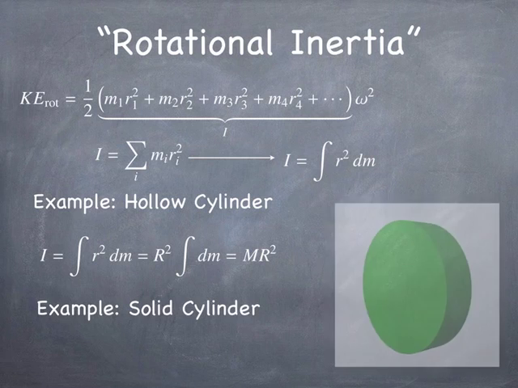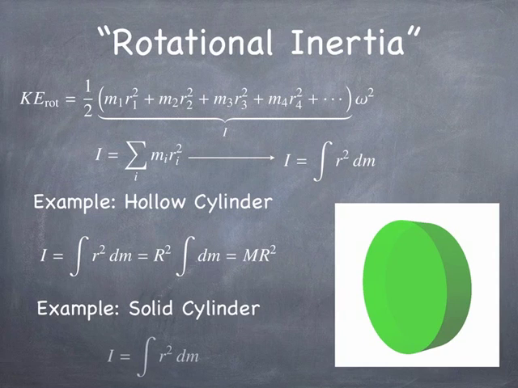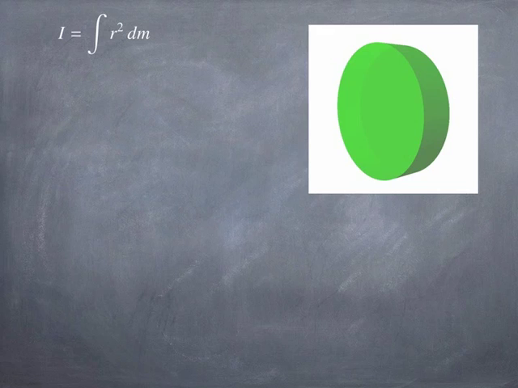Let's go ahead and do a solid cylinder. That's a little bit more complicated. A solid cylinder has mass from r equals 0 all the way out to r equals capital R. And I want to evaluate this rotational inertia integral using the solid cylinder. So let's look at that. First of all, it has a radius capital R, has a thickness little t. Let's say it has a density rho. And what I want to do is to compute this integral.